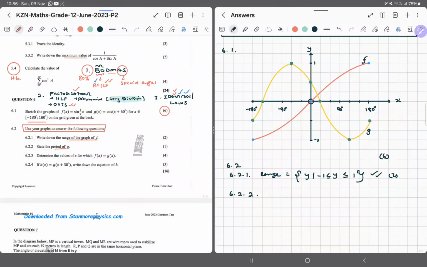6.2.2, it says state the period of G. See, G did not change, so this is 360 degrees. Easy stuff, 1 mark. Then 6.2.3, we need to determine the values of x for which these are equal. As you can see, this is 4 marks.